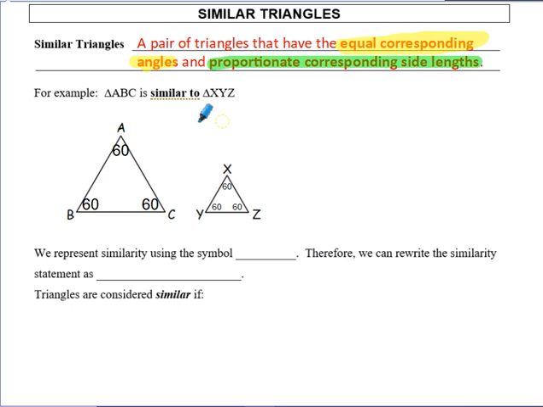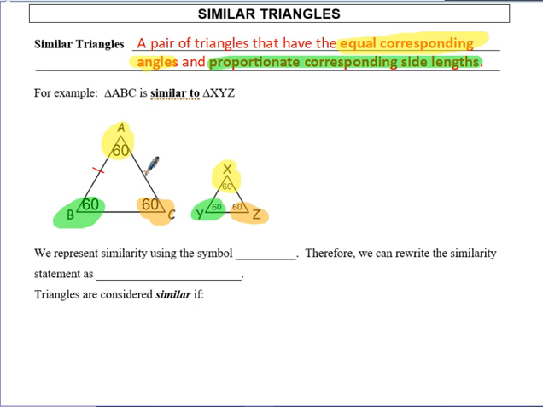And again, it comes back to, okay, angle A would correspond to angle X, right? Angle B would correspond to angle Y. And lastly, angle C would correspond to angle Z. And I know you know what's going on there. It's really easy to see when the triangles are just standing upright, one beside another. Okay, now let's go into the side lengths here.